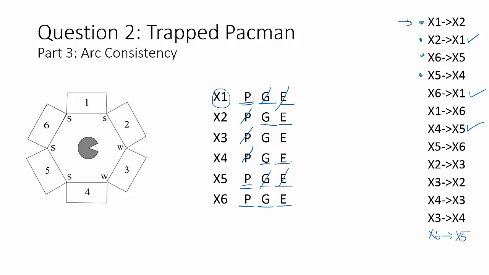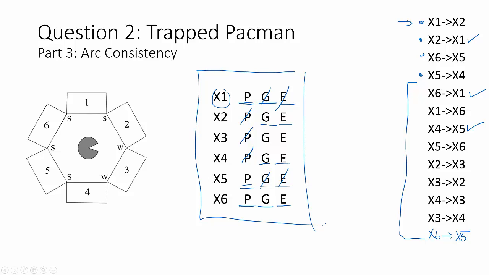We continue doing this until we empty out the queue, so these are the remaining arcs we still have to process. It turns out that no values are pruned in any of the remaining arcs, so this is the solution to one run of arc consistency.